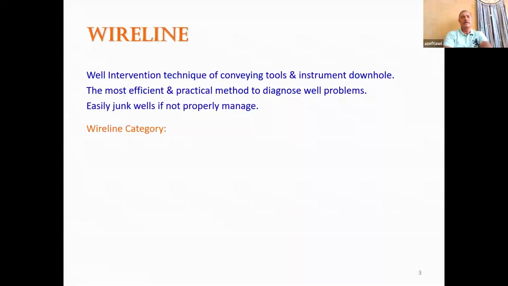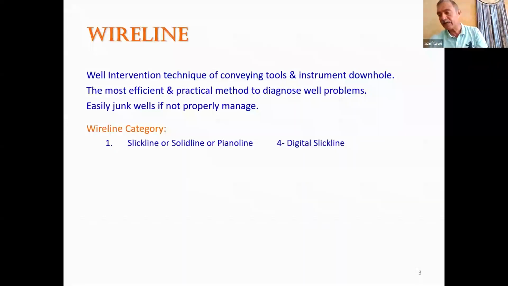In categories of wireline, I used to say we have three categories. We have slick line, we have braided line, we have E-line. But now I cannot stop. I have to continue because we have two newcomers. We have the digital slick line and we have the fiber optic cables. The slick line, or solid line, or piano line, this is the one you see in front of you. This is what we call slick line, piano line, solid line.